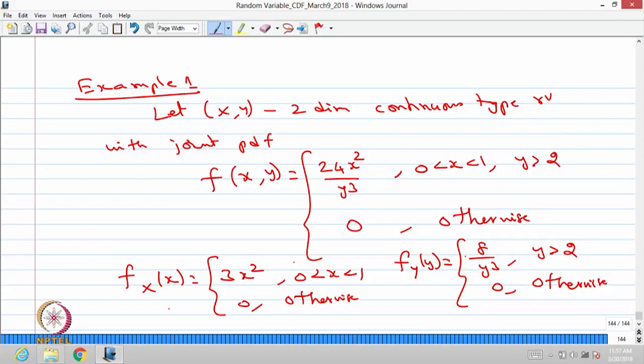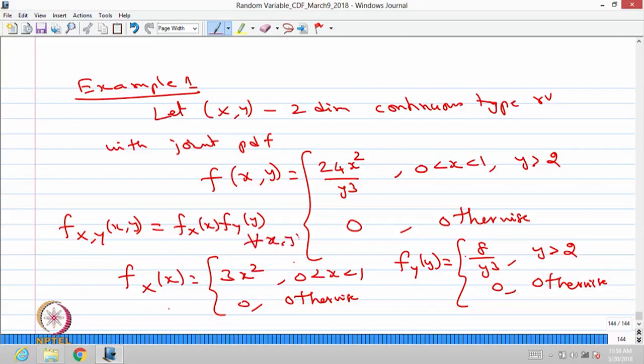Easily it can be verified that in this example, the joint probability density function is the same as the product of the probability density functions of random variables X comma Y, because it is 3 times x square, and the other one is 8 divided by y cube. Not only that, the range of 3 x square is between 0 to 1, and for 8 divided by y cube, y is greater than 2. If you make a product, that is 24 x square divided by y cube, and the range of x is 0 to 1 and the range of y is 2 to infinity, which is the same as the joint probability density function, 24 x square divided by y cube when x lies between 0 to 1 and y is greater than 2. So, the interval matches, the value matches, and 0 otherwise matches.